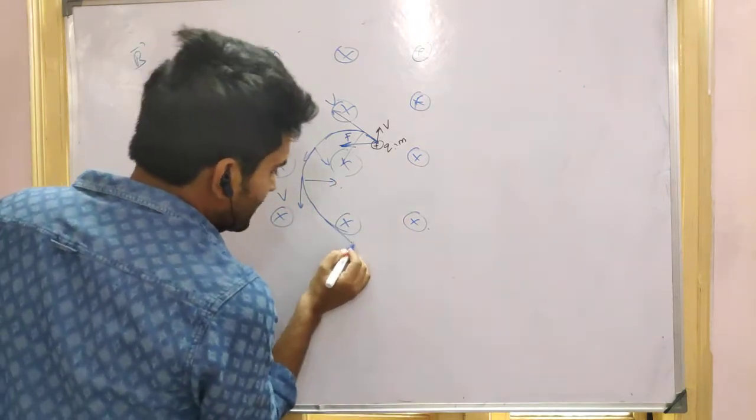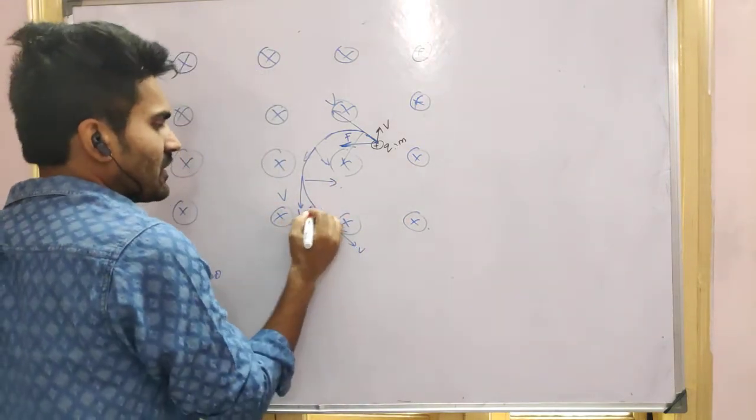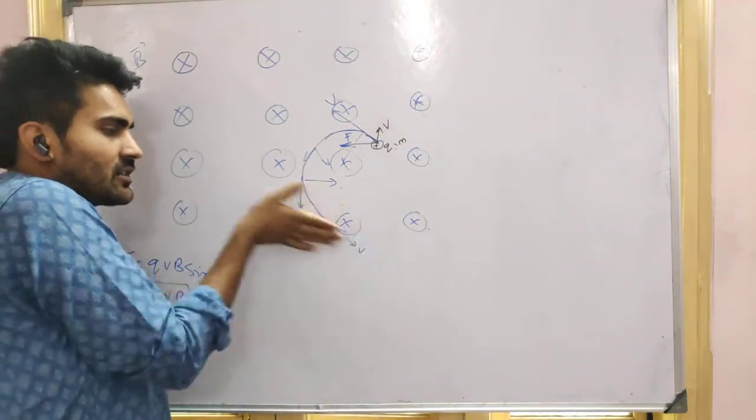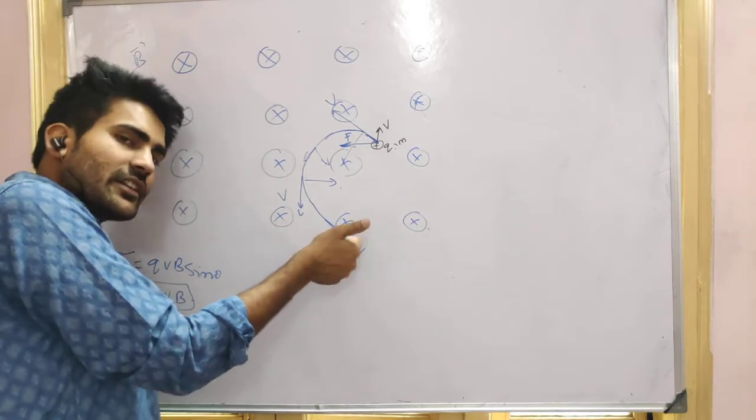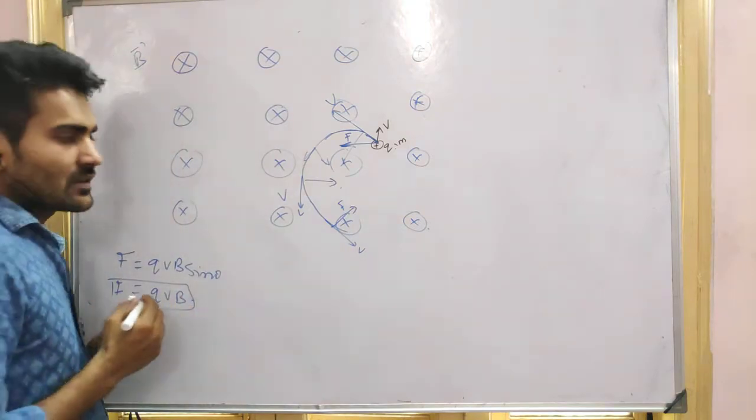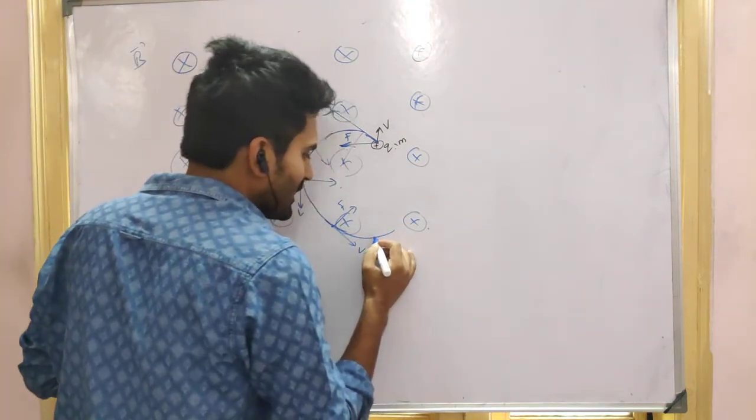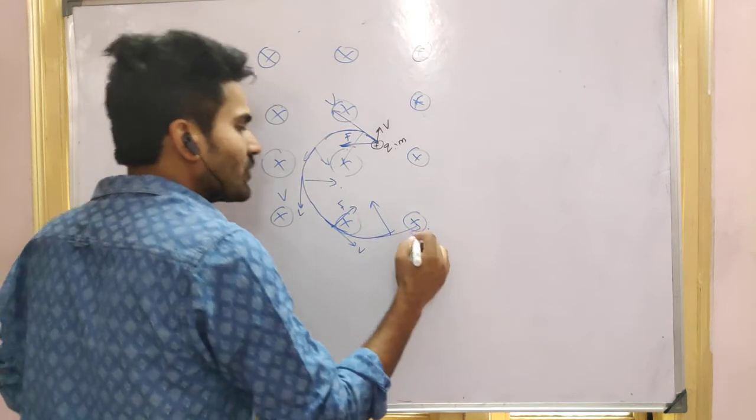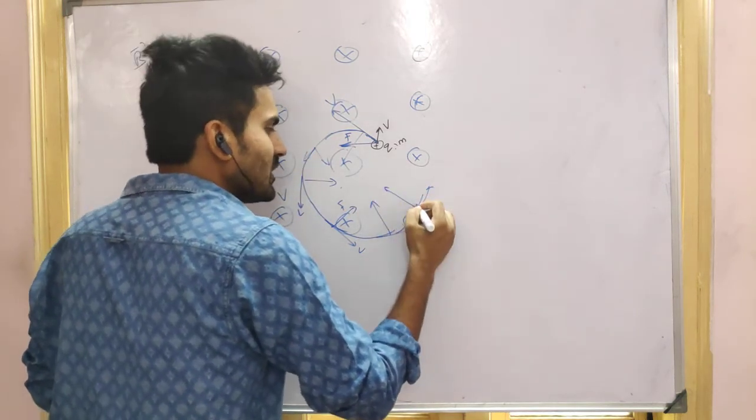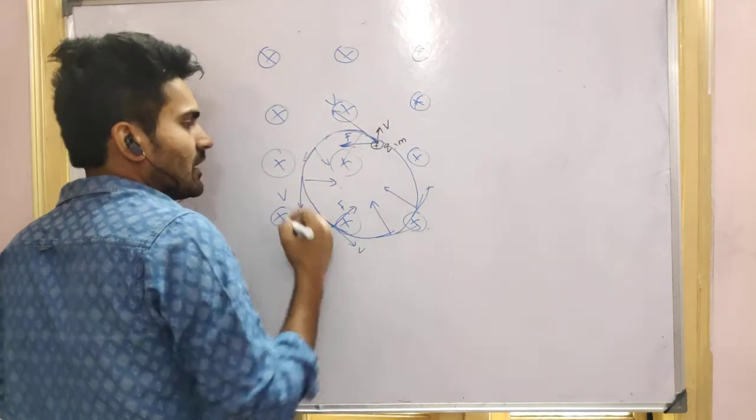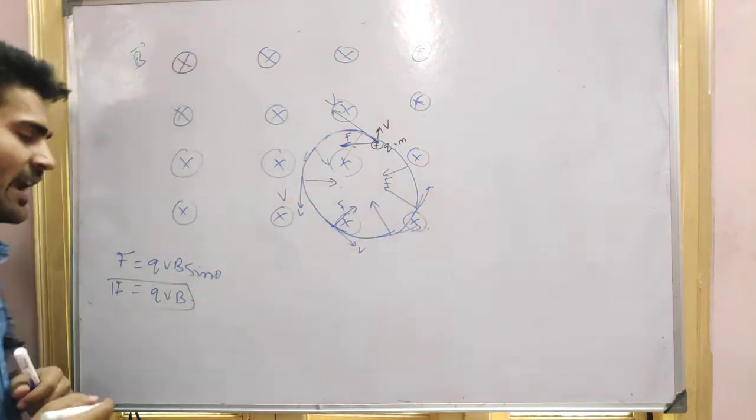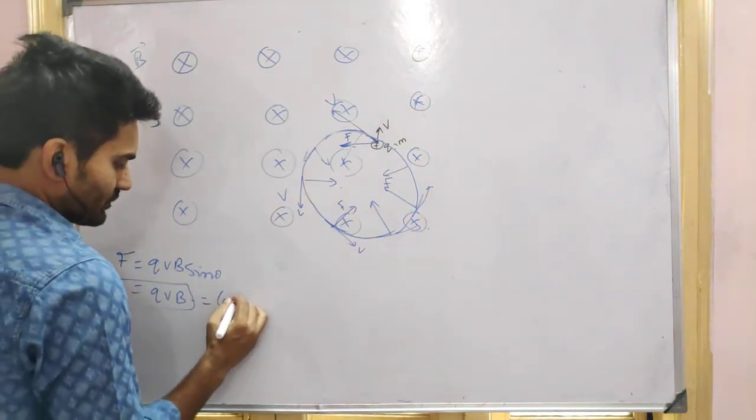The direction will be like this. Velocity will be here. So again, keep your palm in the direction of the velocity. Curl your finger in the direction of the magnetic field. So again the force is here. Again the velocity will get here, and again you will get a force here. So this is how it will complete a circle. So this force will now act as a centripetal force.